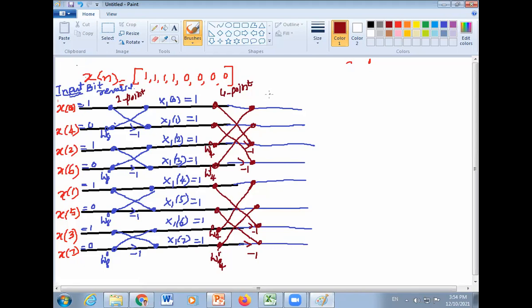Okay, and now here we will calculate the value of x2 of 0, x2 of 1, x2 of 2, x2 of 3, x2 of 4, x2 of 5, x2 of 6, and x2 of 7. Now, can anyone tell me the value of W4 to the power 1?